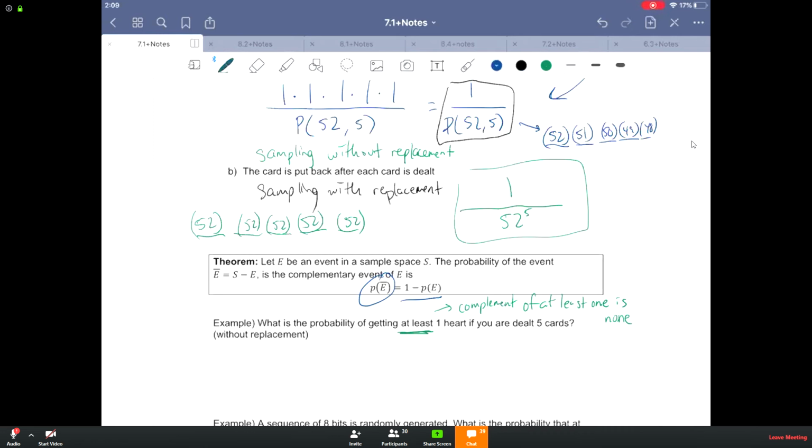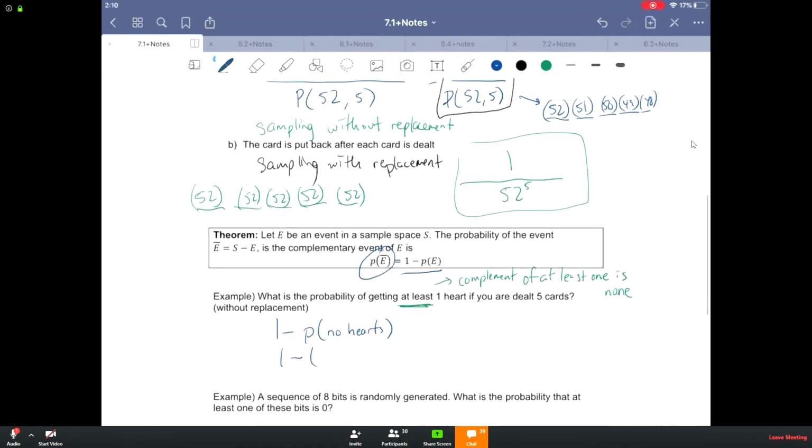So instead of doing at least 1 heart, which is a little bit harder to do that way, we can think about this probability as 1 minus the probability of getting no hearts from these cards. Okay, those are equal. So we do 1 minus. So what is the probability of getting no hearts?